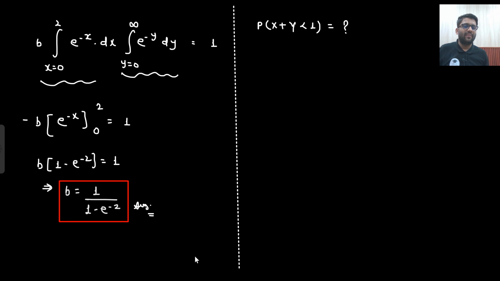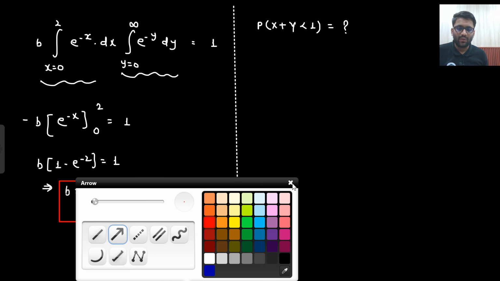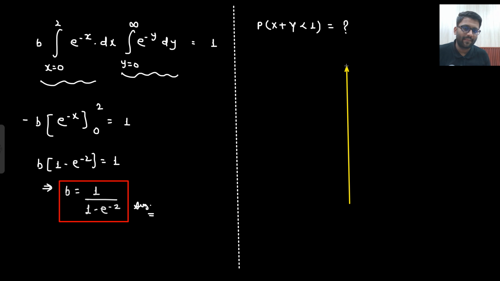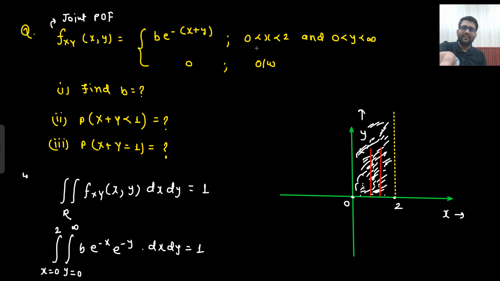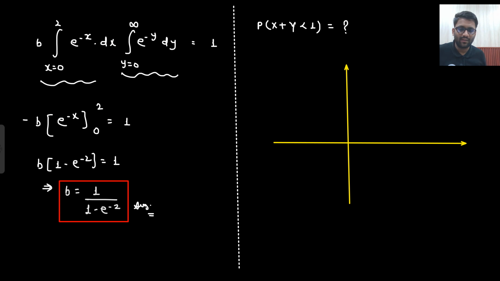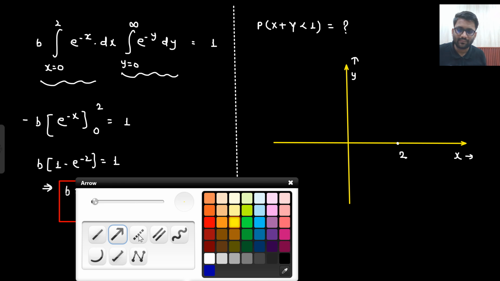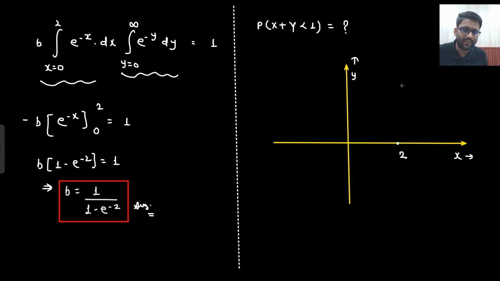So let's make it in a better manner in 2D. So in 2D, what did you get to know now? What was already given? Already given was that x is from 0 to 2 and y is from 0 to infinity. This was already given. I don't need to care about the lower side.